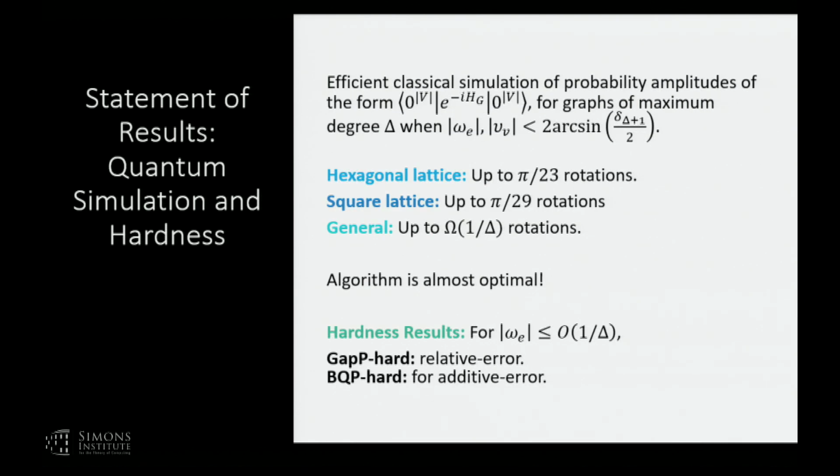And then we're going to convert this to the quantum case. It says we get an efficient classical algorithm for probability amplitudes of IQP circuits for graphs of maximum degree delta, when the interactions are bounded by 2 arcsine of this thing, which also goes as 1 over the maximum degree. To convert this for the physicists, on a hexagonal lattice we can simulate pi over 23 rotations. You can think of these fields as just rotations in the quantum circuit, or rotations in SU(2) and SU(4). And on the square lattice we can simulate up to pi over 29 rotations. In general, 1 over delta rotations.